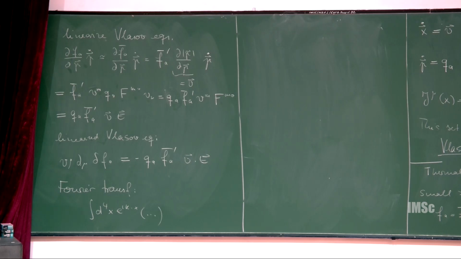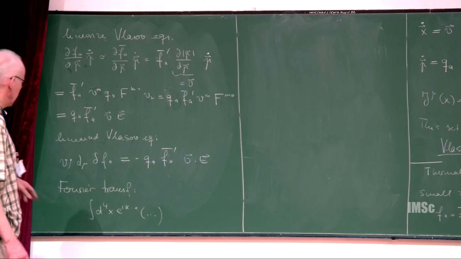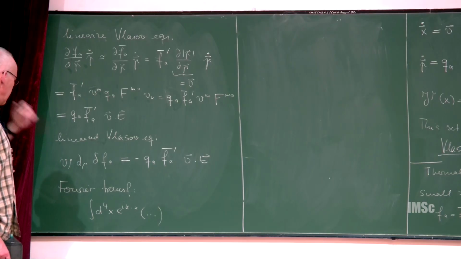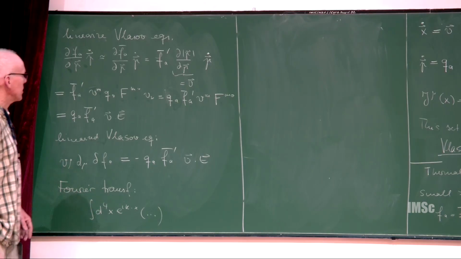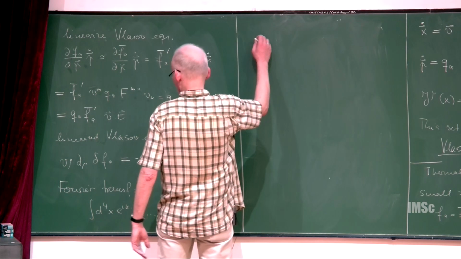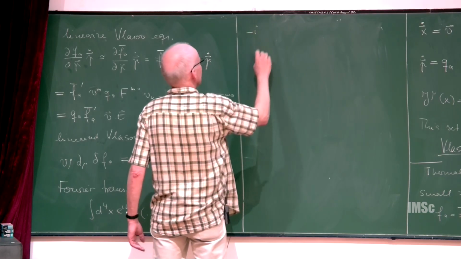Why is there a plus i? Is that correct? These are minus signs. Yes, of course, it's a plus. I integrate here by parts. So the first term gives me a minus i. I was confused about the sign, minus i.